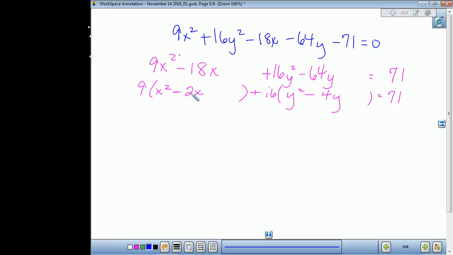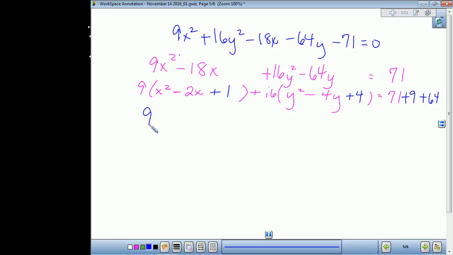Here we take half, which is 1, squared is 1. But to the other side, what do we add? 9. Did you catch that? Why do we add 9? Multiply it by the coefficient. Good. What do I add here? 2 plus 2. Try again. It'd be 4. But to the other side, 64.